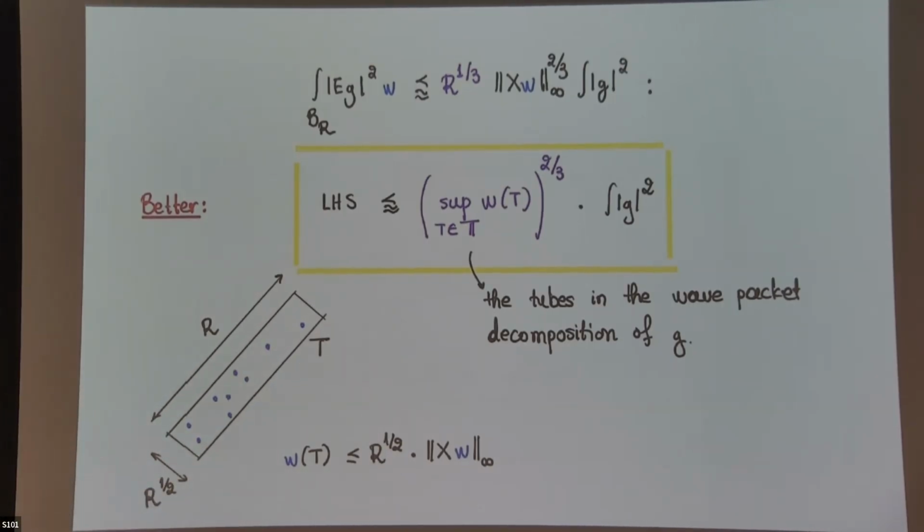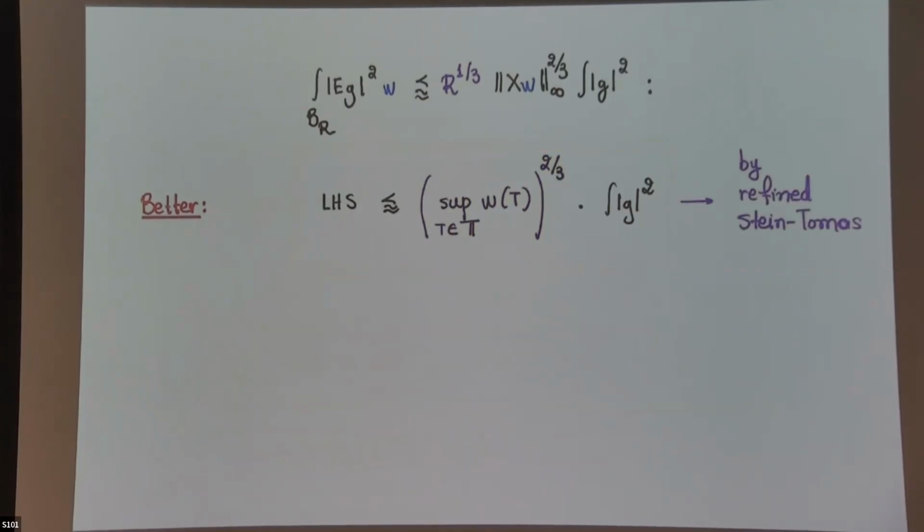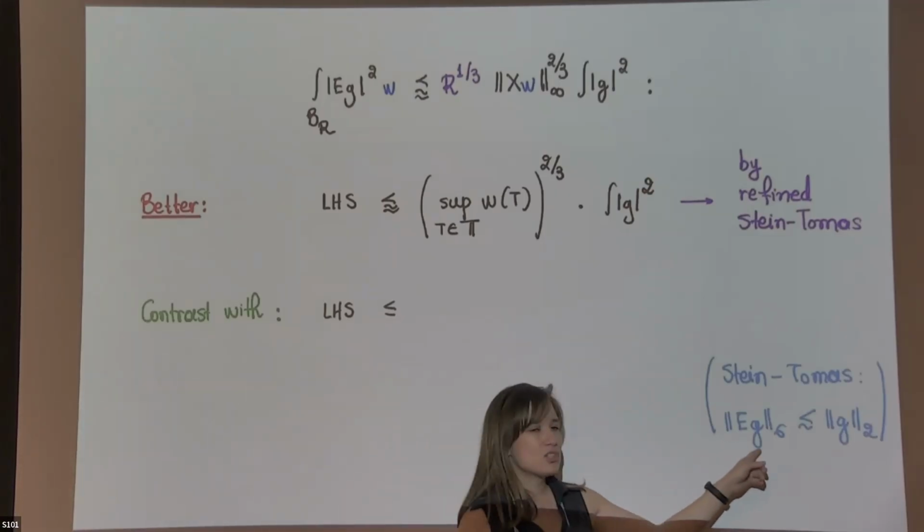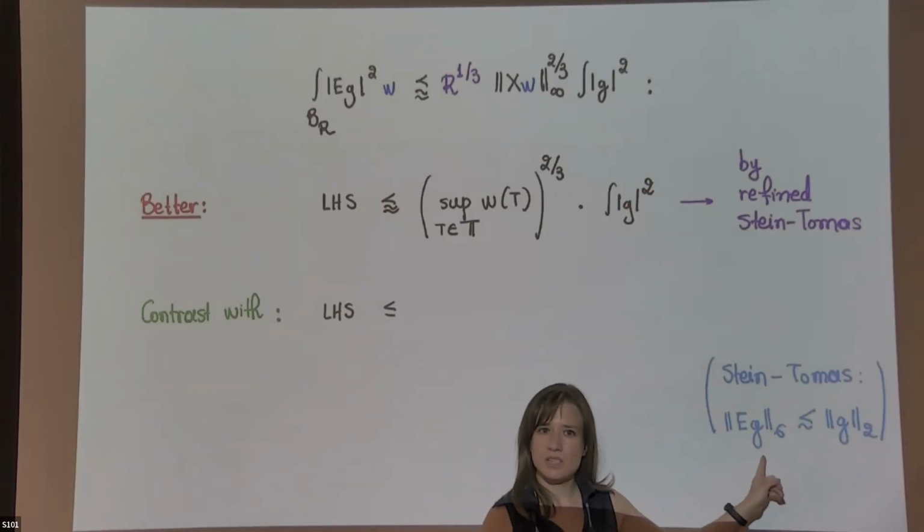So this middle estimate is more useful, it's more general. And it follows from a refined restriction inequality. So Stein and Thomas proved some well-known restriction inequality from L2 to L6. And we're going to use a better one that gives what we want. So for now, let's just contrast it with what we would get if we use the actual Stein-Thomas inequality, which says this, that the extension operator is bounded from L2 to L6.